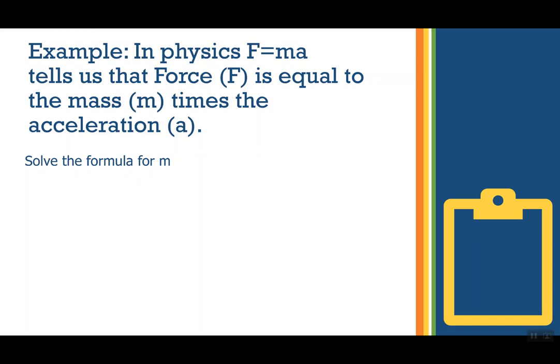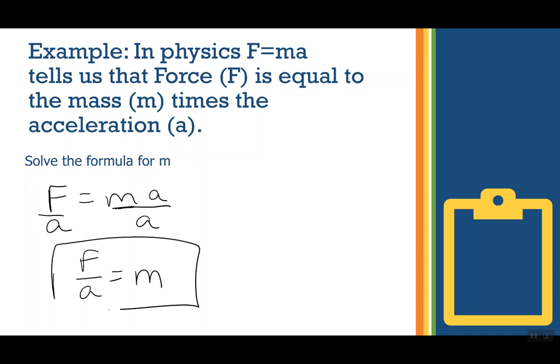Let's solve this formula for m. So we start with F is equal to ma, and if we want to get m by itself, we need to move the a. As we're moving, we're always doing the opposite. So m and a are being multiplied, so the opposite would be divide. Now I've moved a over to the left, and I have m isolated. It's all by itself. This is our answer.